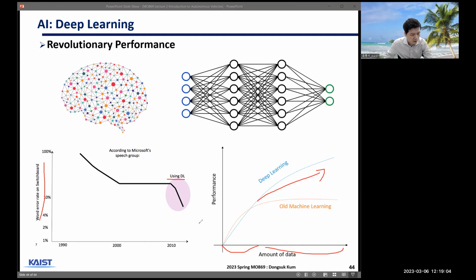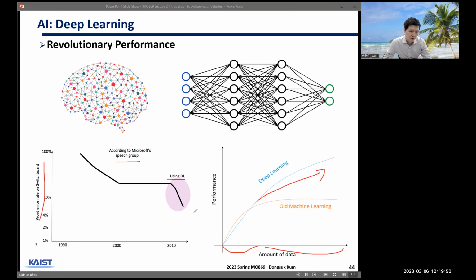I think this was a language task, but anyway, in many applications, tasks, speech recognition tasks, deep learning actually was a breakthrough, and gave superior performance compared to existing algorithms. So now some tasks are superhuman, meaning that AI is better than human.